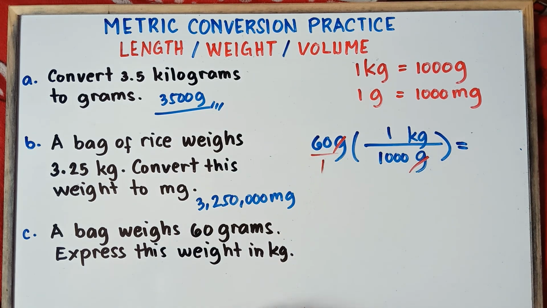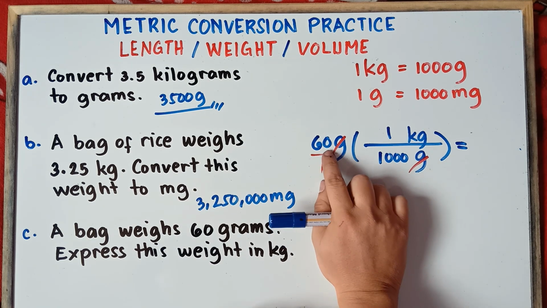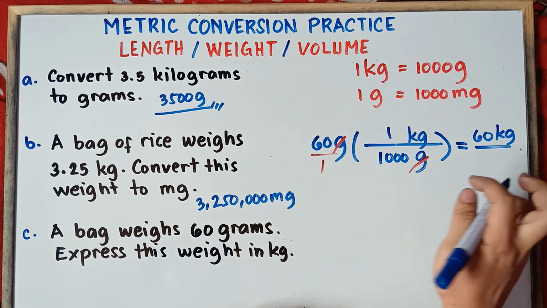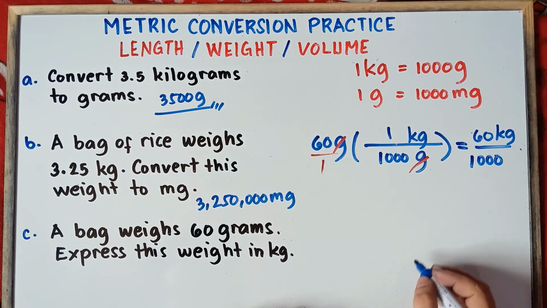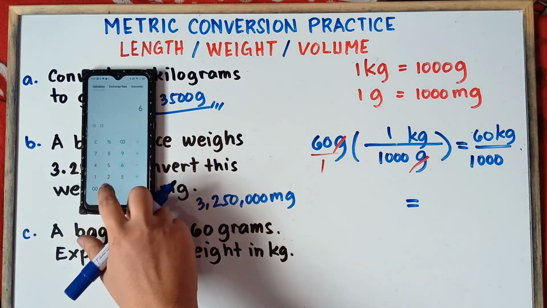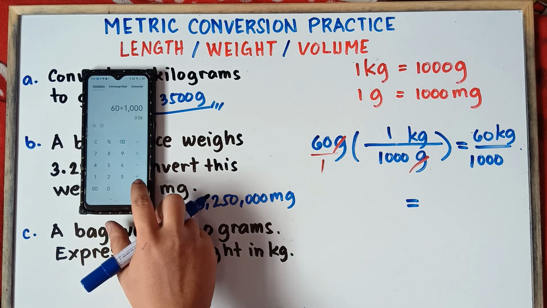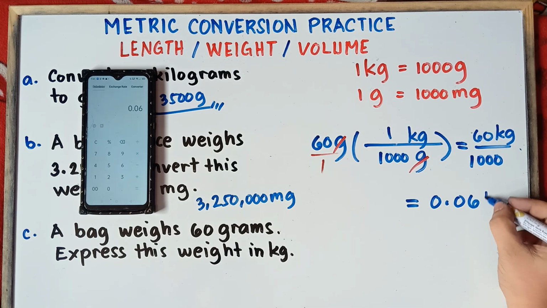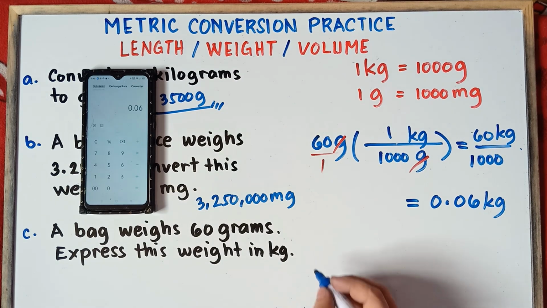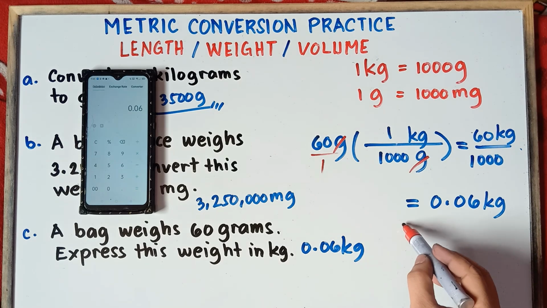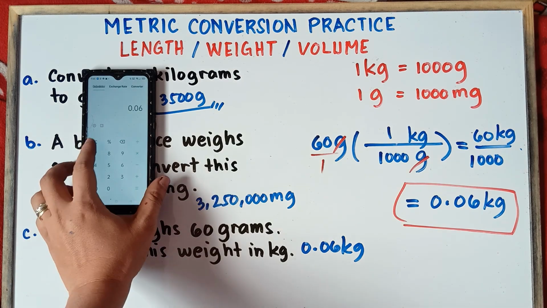And then we can put over 1 here. That's okay. 60 over 1. So multiply the numerator. 60 times 1 would be 60. And then copy kilograms. And then 1 times 1,000 would be 1,000. And then simply divide, class. 60 divided by 1,000. Use your calculator. The answer is 0.06. Do not forget the units. Kilograms. So the answer is 0.06 kilograms. All set for letter C, class.